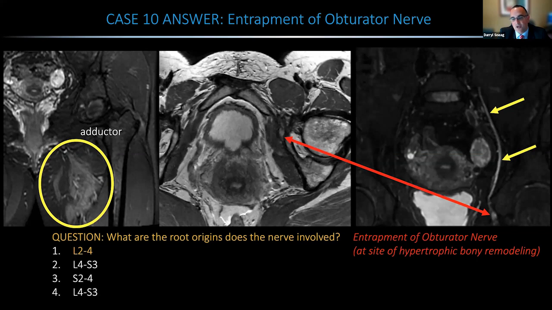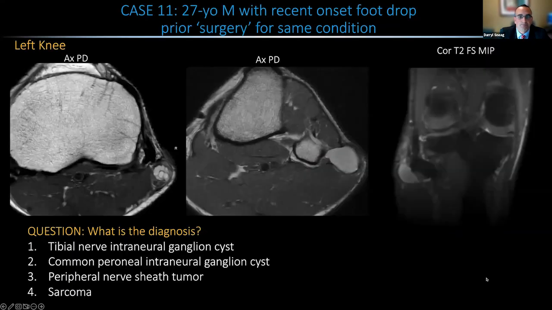So the red arrows are showing entrapment of the obturator nerve at the site of some callus that formed during the periacetabular osteotomy. And unfortunately, the nerve is kind of entrapped or scarred here, so it's enlarged and it's hyperintense, and we see that hyperintensity all the way upstream as well. Let's move on to case 11.